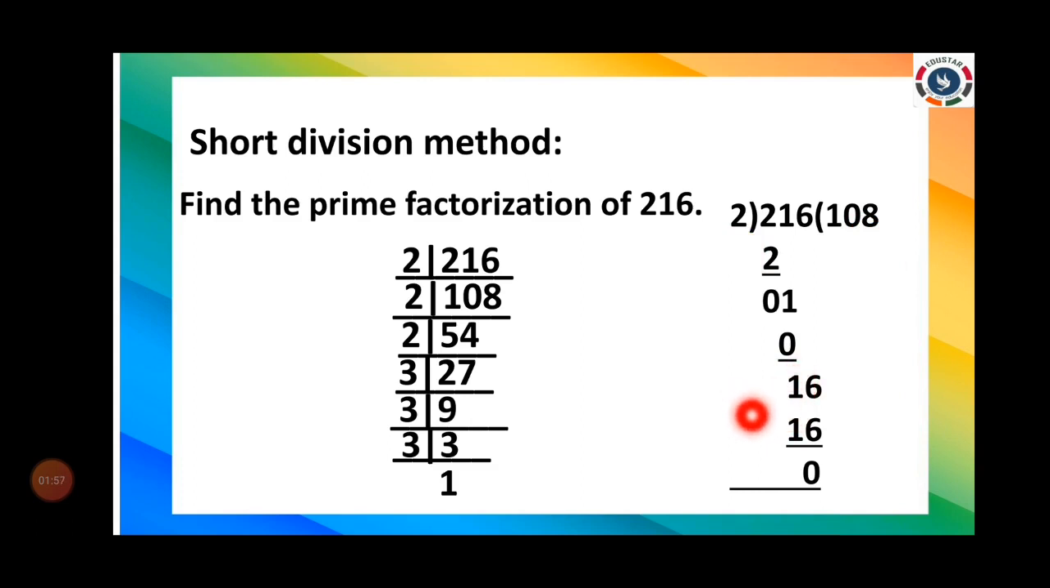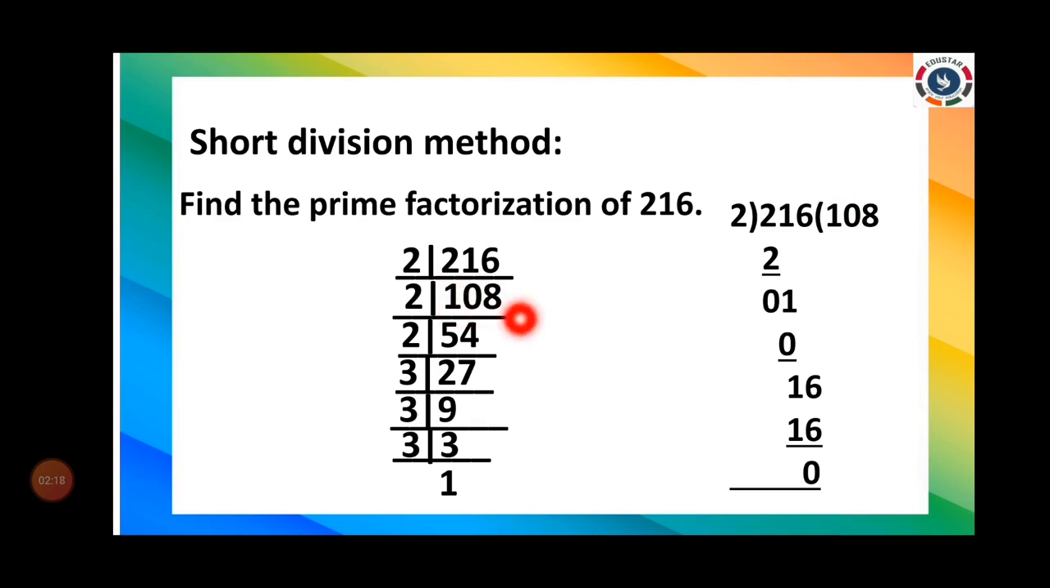Then subtract the two values. 16 minus 16, how much? 0. So you get 0 remainder. If you get 0 remainder, that is correct only. If you are getting any other remainder, that is wrong. Okay. So you have to take and write the quotient below the 216.